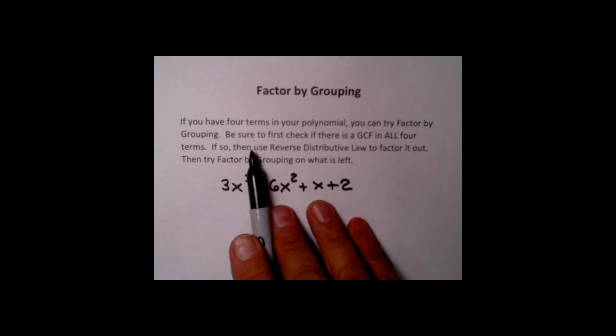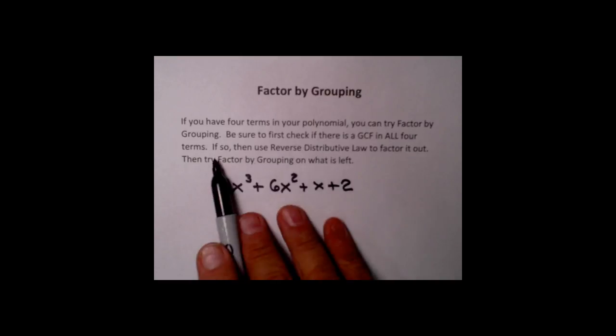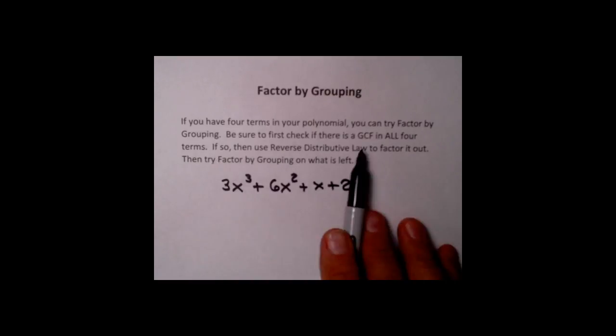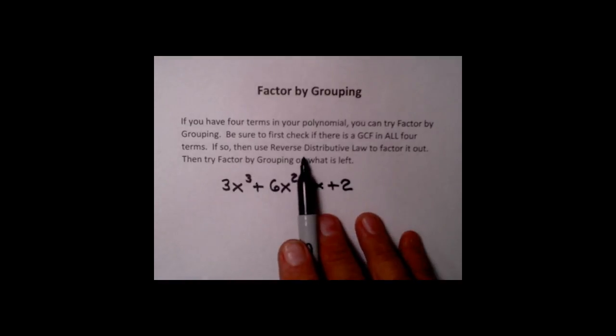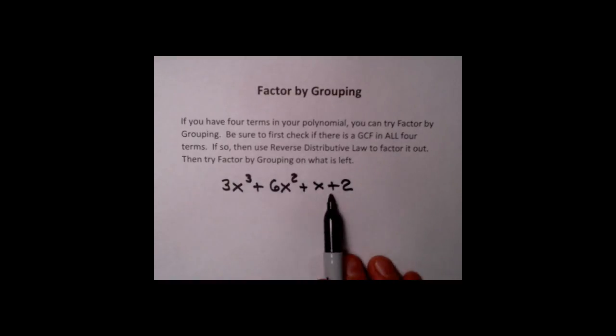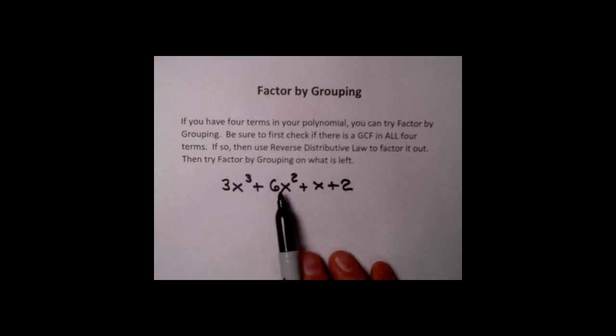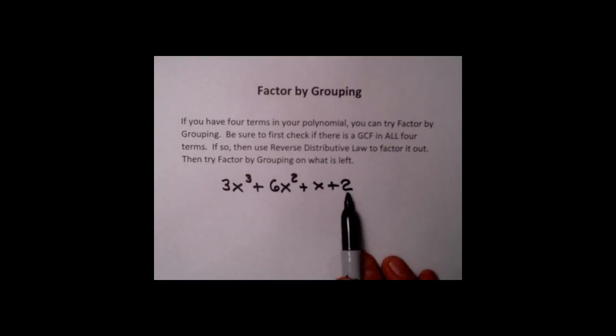Well, anyway, one of the first things you always want to do here is check and see if there's a GCF in all four of the terms. If there is, that's the reverse distributive law, factor that out because what's left has smaller numbers and it's going to be easier to work with. Okay, so here we go. Here are four terms for us. Notice the numbers don't go all the way through and the x's don't go all the way through. So that means there's no GCF. So we're going to try this factor by grouping.